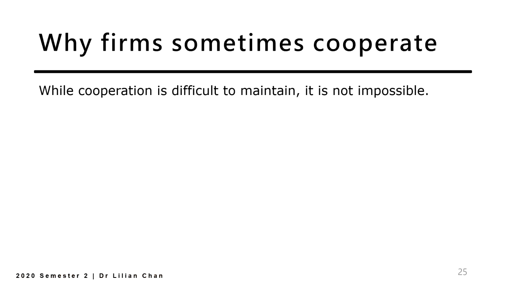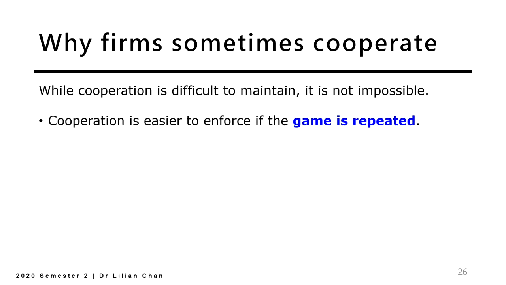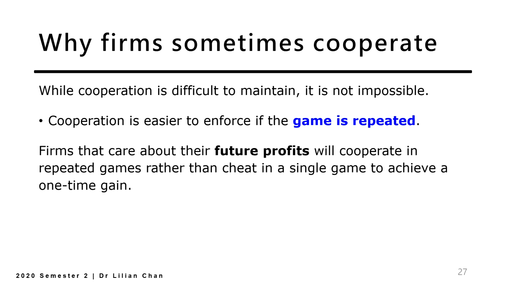So, why do firms sometimes cooperate? In reality, we find that this has happened. So why is that? Well, the reason is because while cooperation is difficult to maintain, it is not impossible. Cooperation is easier to enforce if the game is repeated. Firms that care about their future profits will cooperate in repeated games rather than cheat in a single game to achieve a one-time gain.